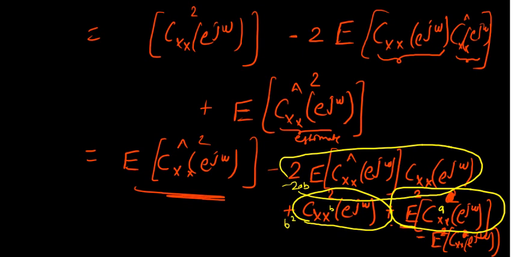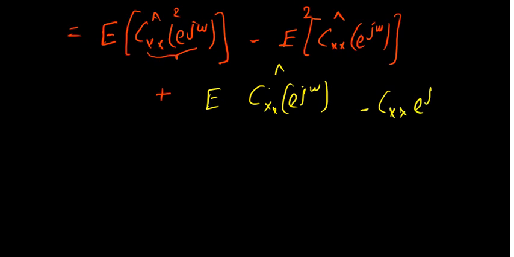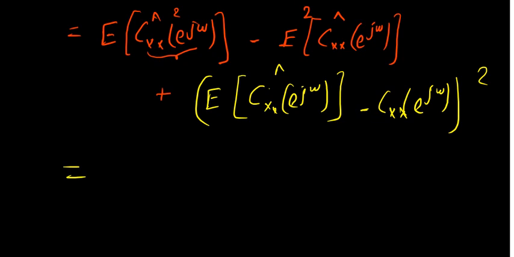So what is our a? This, and what is our b? Is this. So I am just writing over here that this will give expectation of Cxx hat of e power j omega minus Cxx, the original one, and its square. Okay, so we will get the square of this entire term. So this is our first term, this is our second term, and it's squared, that we will get. So now we are ready to define our variance.